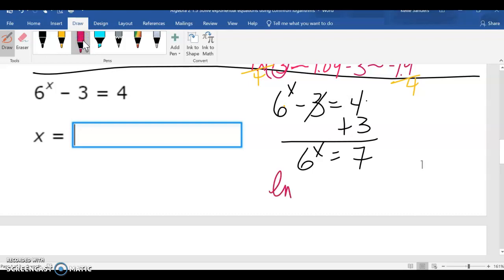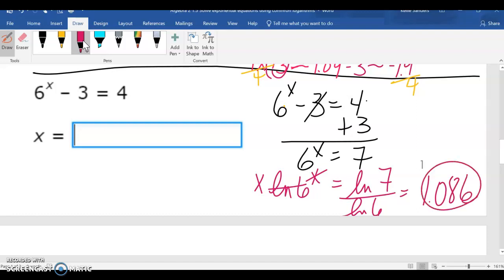So it would be natural log 6 to the x equals natural log 7, so that x can go in front, and then we divide by natural log 6. Then we grab a calculator, fraction, natural log 7 over natural log 6 equals 1.086.